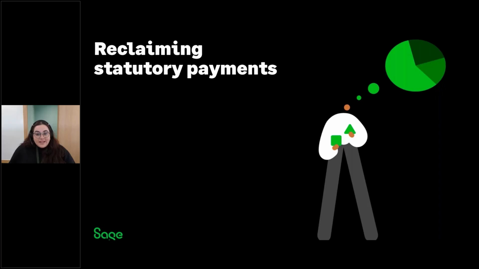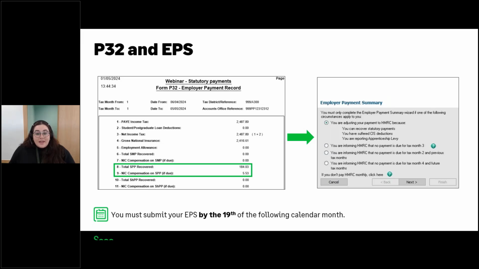But that was how the reclaim works. So check the P32, and on lines 8 and 9, that will show the amounts for the SPP. Of course, if you are eligible for small employers relief, it will show that total of 103%. And you'll then need to send the EPS to inform HMRC of these amounts that you'll be reclaiming and therefore reducing your payment by.